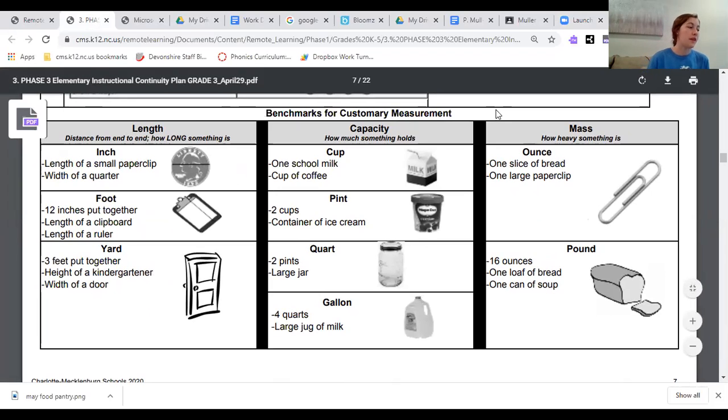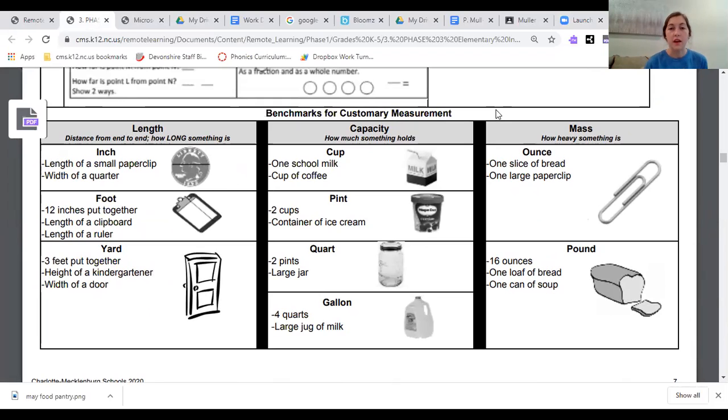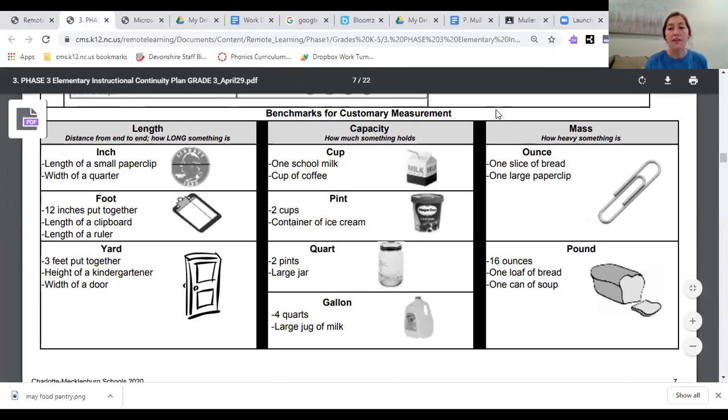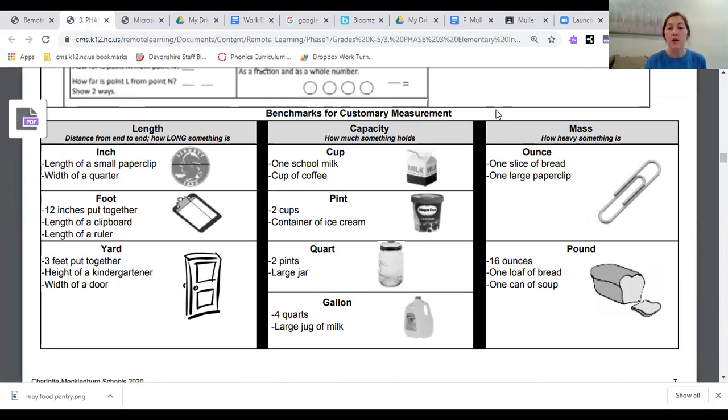For this problem, it's asking how much an iPhone weighs. So we're going to be looking at mass here, which is how heavy something is. So we want to know whether it's going to be in ounces or pounds. So an ounce is like one large paper clip, and a pound is like one can of soup, or 16 ounces, which is 16 large paper clips.